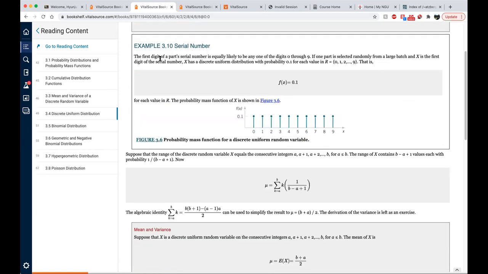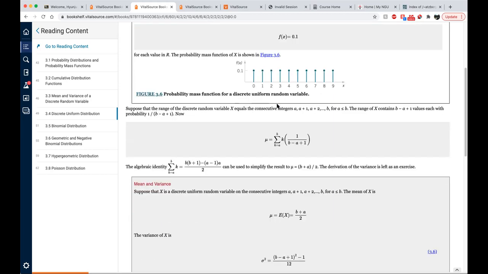Now it's example 3.10, serial numbers. The first digit of a part serial number is equally likely to be any one of the digits 0 through 9. So the probability for each digit must be 1 over 10, which is 0.1. If one part is selected randomly from a large batch and X is the first digit of the serial number, X has a discrete uniform distribution with probability 0.1 for each value, 0 to 9. So f of x is equal to 0.1. That makes sense, right?